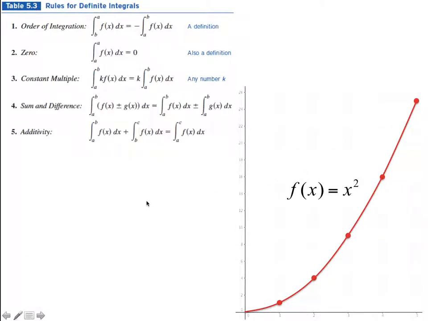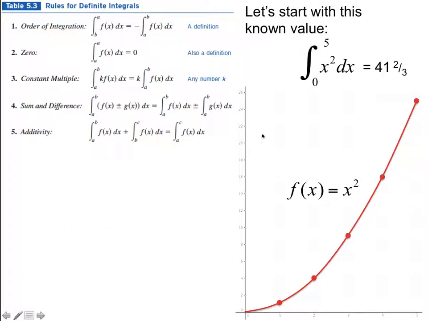So for instance, here are 5 properties that are really common. We're going to look at them one at a time, and we're going to put examples down here. Let's start with the fact that we know that this entire region is 41 2/3. So we've already calculated that. Now let's talk about doing some of these things.